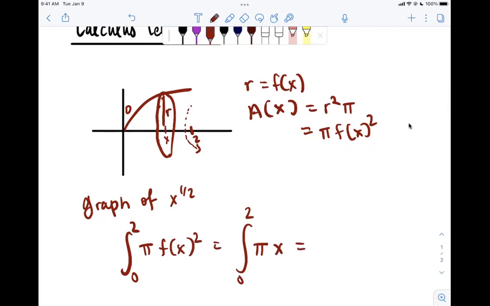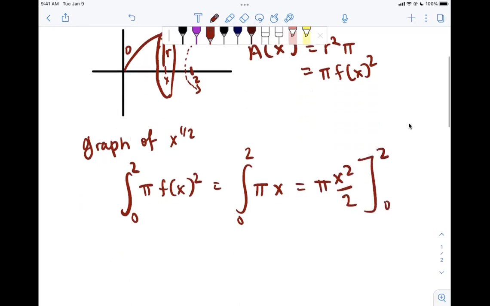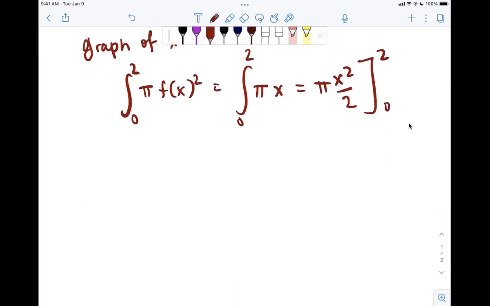And now we know how to do this. So this is pi times x squared over 2 from 0 to 2. At 0, it's just going to be 0, that doesn't matter, and so we're just going to be taking the value at 2. So that's pi times 2 squared over 2, which is 2 pi. And that's going to be our volume.